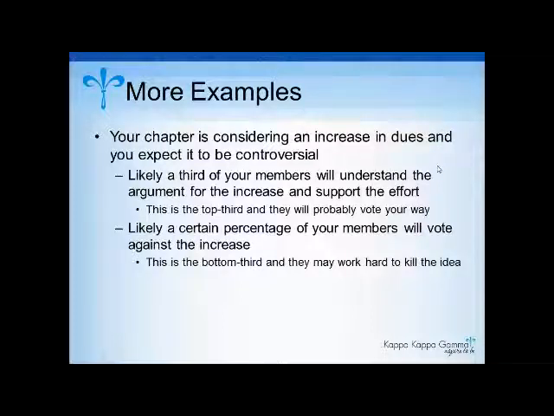That is the top third, and they'll probably vote exactly as the amendment or as the project is put out there. But there's likely going to be a certain percentage of the members that will vote against the increase in dues, right? So this is the bottom third. These are the women that aren't coming to things anyways. These are the women that aren't involved, and so they're going to probably work pretty hard against the whole concept and idea.